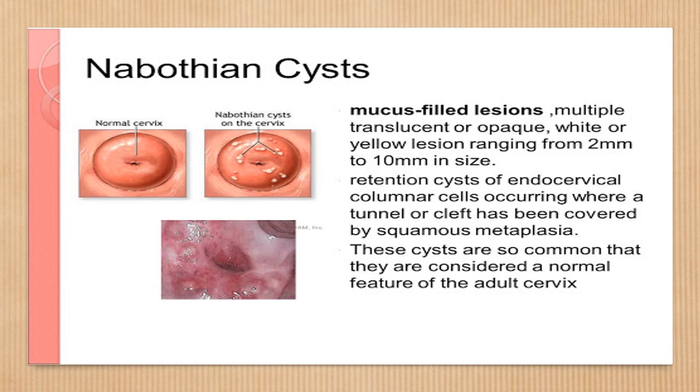So they are mucus-filled lesions, multiple translucent, opaque, white or yellow lesions ranging from 2 mm to 10 mm in size, and retention cysts of the endocervical columnar cells occurring where a tunnel or cleft has been covered by squamous metaplasia.